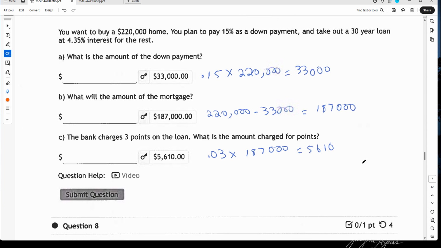Points on the loan. These are charges that you can pay on a loan at the very beginning. Each point is 1% of the loan. And so in this case, the amount that you're financing is $187,000, so 3% of 187,000 is $5,610.